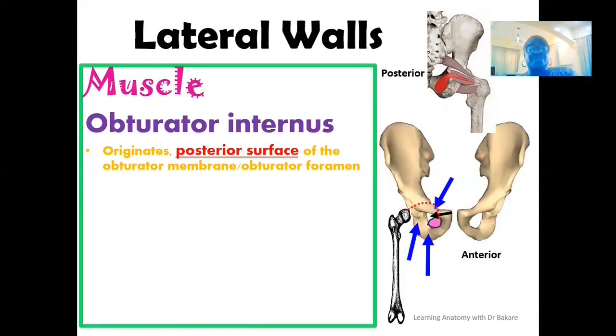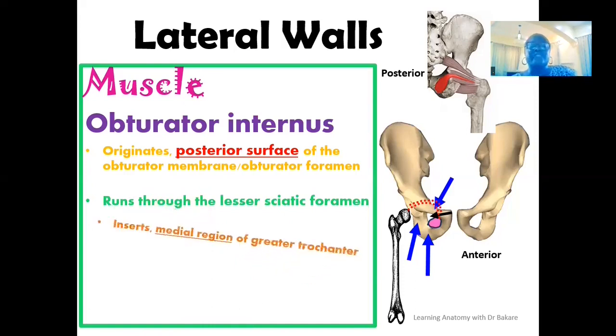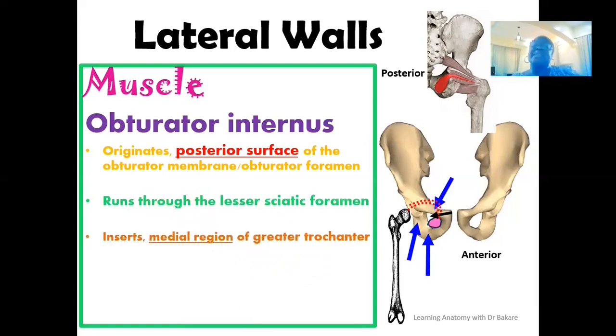We already described the structural components of the obturator foramen and the bones that are seen to contribute to its formation. The posterior surface, which of course is at the back, we also see some fibers of the obturator internus also emerging from this point. And you see these fibers passing through the lesser sciatic foramen. And these fibers, after passing through this lesser sciatic foramen, are finally inserted on the medial aspect of the greater trochanter of the femur.